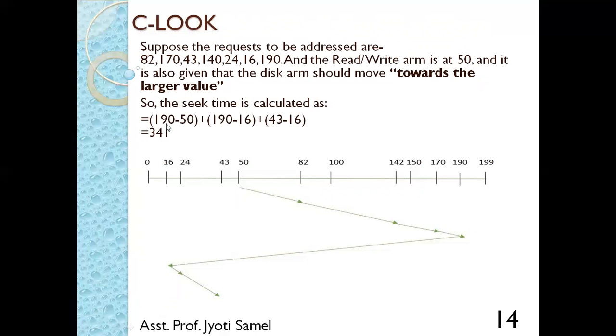So here the calculation: 190 minus 50 plus 190 minus 16 plus 43 minus 16, the answer will be 341. Hope all of you understood this. Here now we will see all the six disk scheduling algorithms in a nutshell.